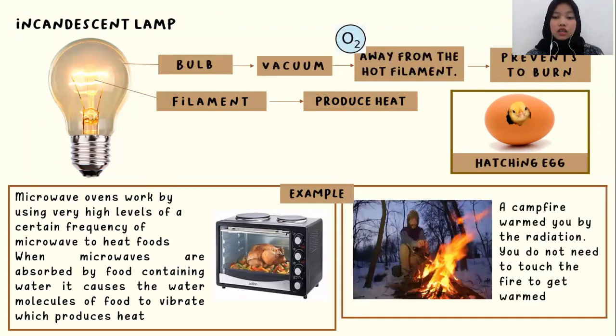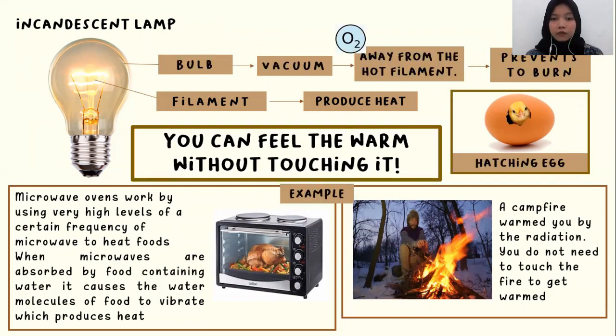And the second example is the campfire. A campfire warms you by radiation. You don't need to touch the fire to get warm, right? You just keep some distance between the fire and your hand and your body, and that's all. You have warmed your body by the campfire. So the campfire transfers heat by radiation. We can remember radiation as: you can feel the warmth without touching it.